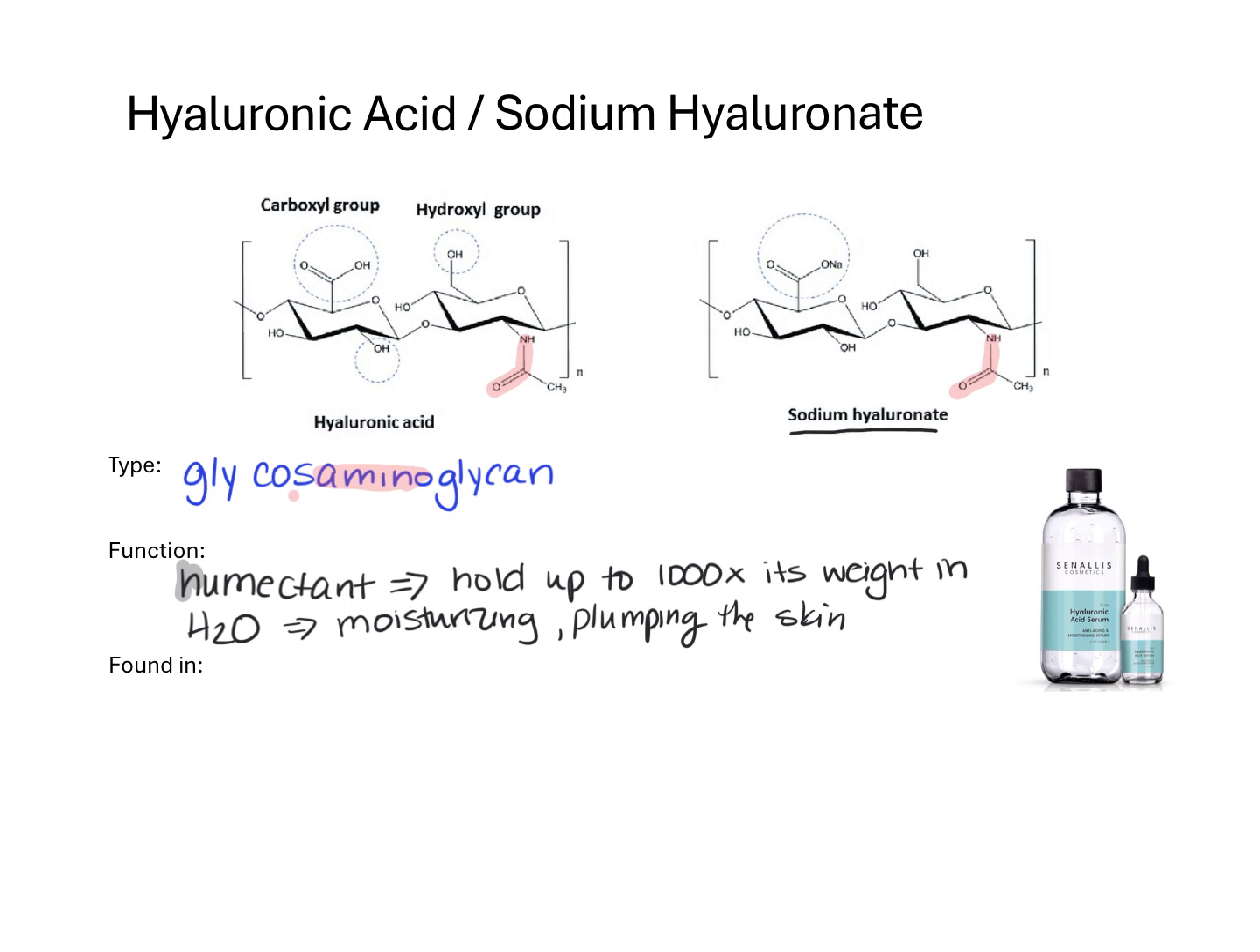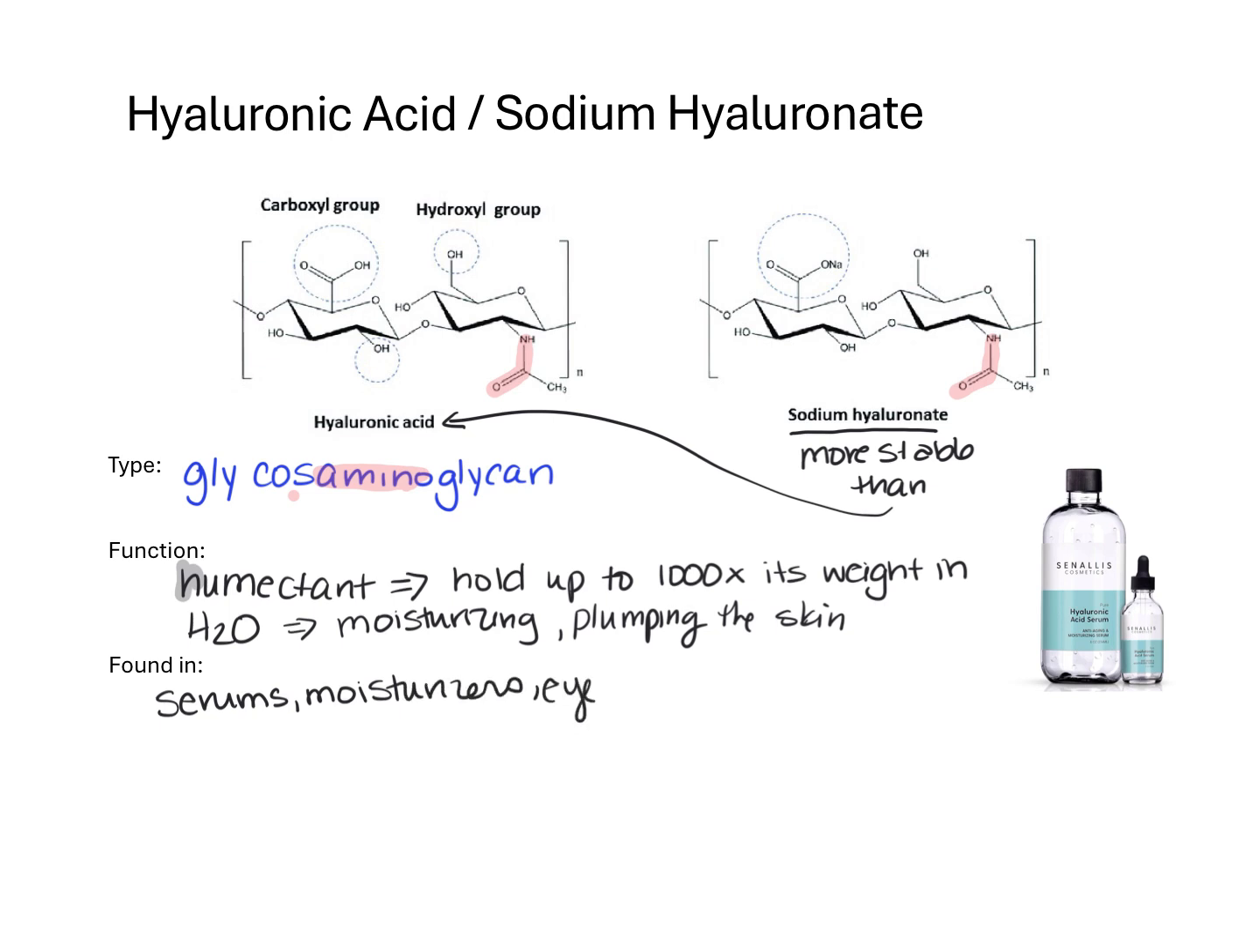The reason people may use sodium hyaluronate is it's just more stable than the acid form, right? So that may be why it's used more often. This is found in serums, like I'm showing you here, moisturizers, eye creams, and anti-aging products, right? It's also used in skin injections in the face to reduce wrinkles. So you can see it being used in some skin injections there.